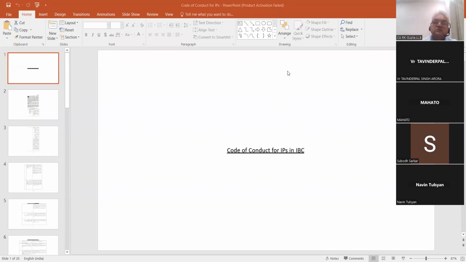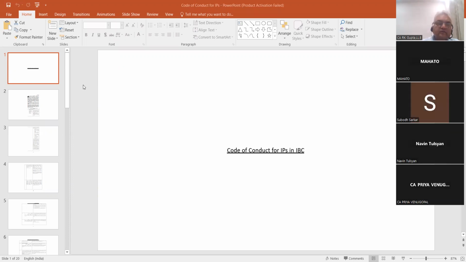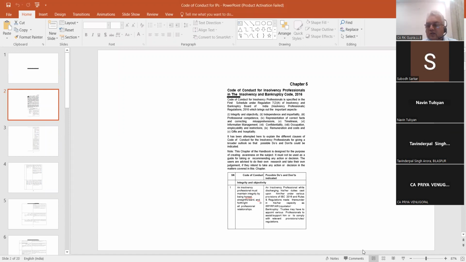So, let us today discuss some of the provisions regarding this code of conduct for IPs in IBC. These provisions relating to code of conduct for IPs are contained in regulations for IPs, the insolvency professional regulations.